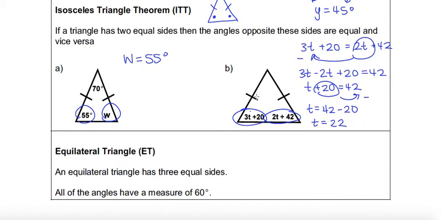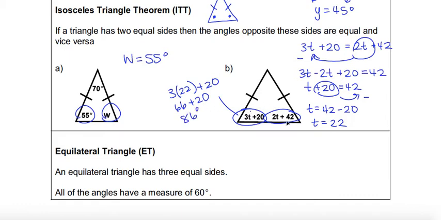So now if I wanted to find out what each of these angles were, I would take this value of 22 and I would substitute it into these formulas. So let's take a look at what that would look like for this first one. So I have 3 times 22 plus 20. 3 times 22 is 66. And 66 plus 20 is 86. So this one is 86 degrees.